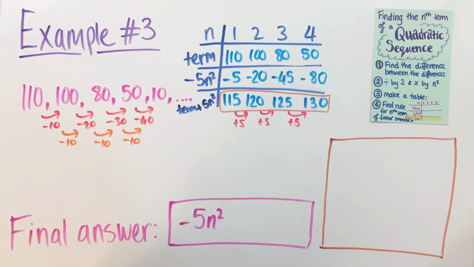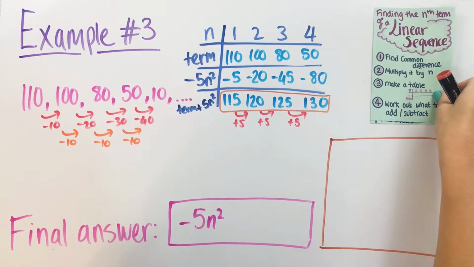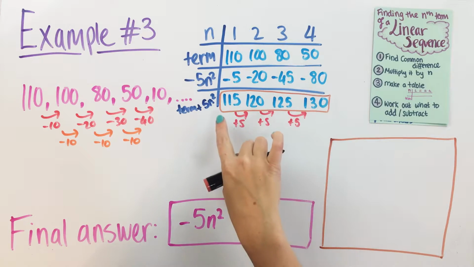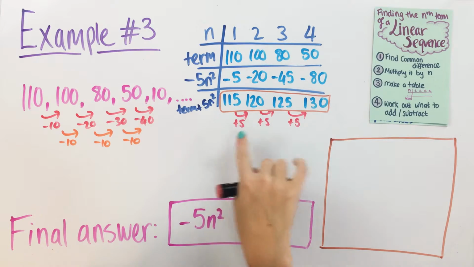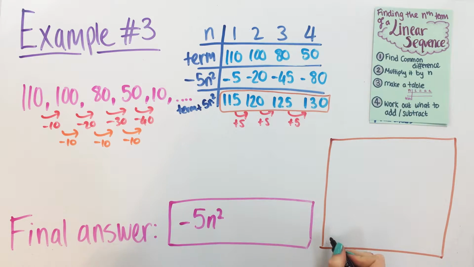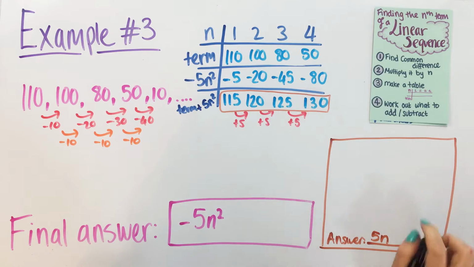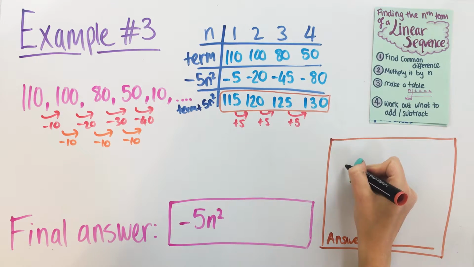And we can now bring on our linear sequence guide. So step 1, find the common difference. We've found that, that's 5. We multiply it by n, and we're going to put that in our answer box. So we've got 5 times n. We then make a table. So again, this is different to the quadratic table, so you need to be careful.